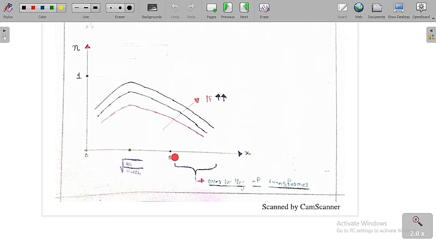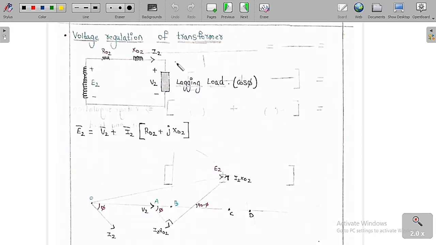So if you keep a load more than the rating of the transformer, then the efficiency goes on decreasing. This is called the overloading of the transformer. So if you keep more and more load compared to its rating, then its efficiency is going to decrease. Now we will discuss the voltage regulation of the transformer.